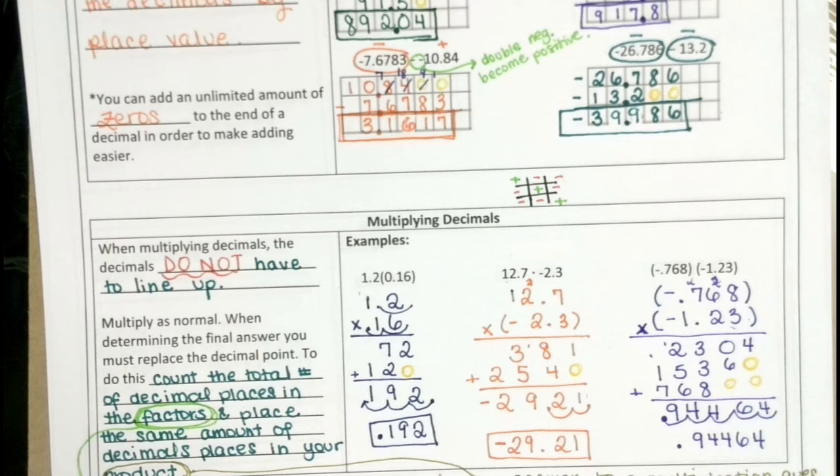So altogether in our factors, we have a total of 5 decimal places that we'll have to implement into our product. Hence, this is why you'll see 5 loops starting from the right going towards our left, and that is why we end up with a product of 94,464 millionths.